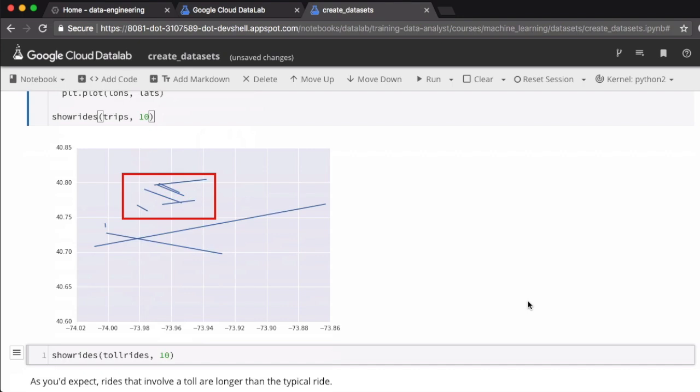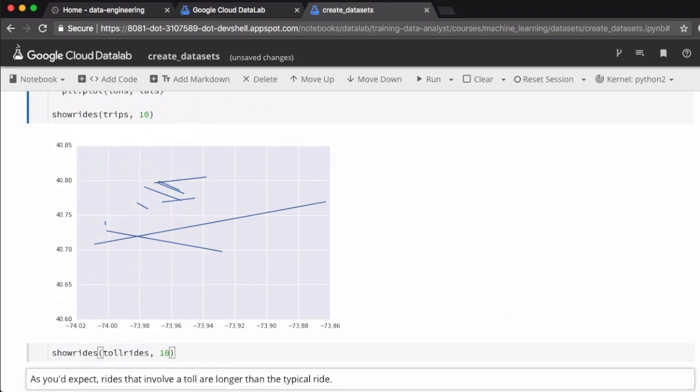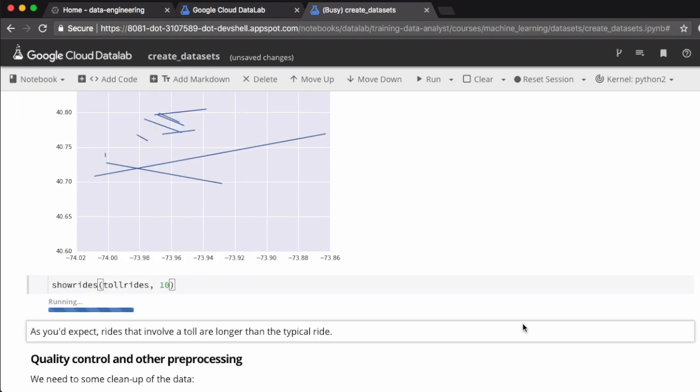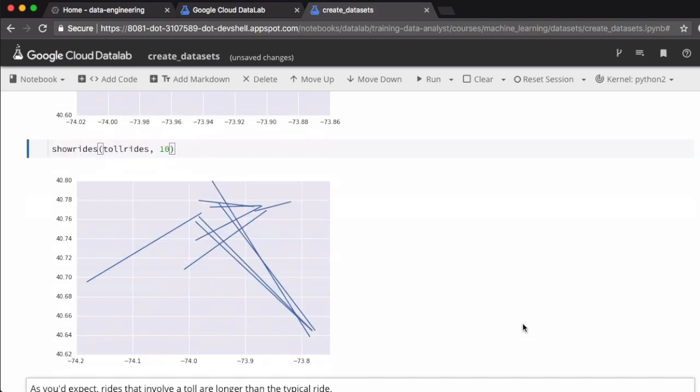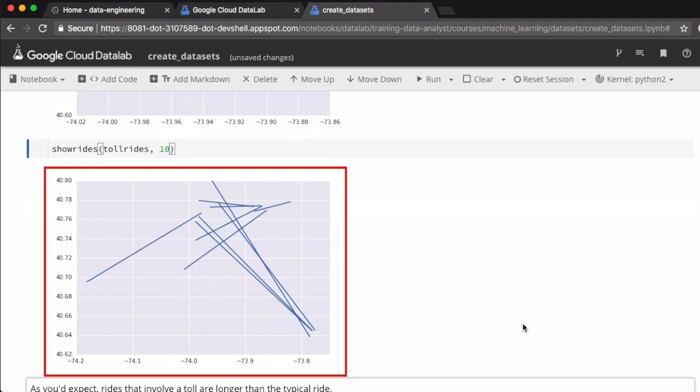Let's go ahead and perform the same exercise, this time for trips which did involve a toll. When we do so, we find that the trips that do involve a toll are much longer than those that do not. And that is something that we would expect. It's a good sign. It means that the toll column is probably accurate and can be relied on.